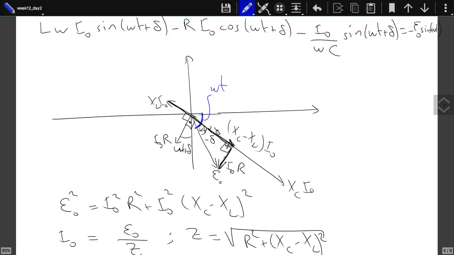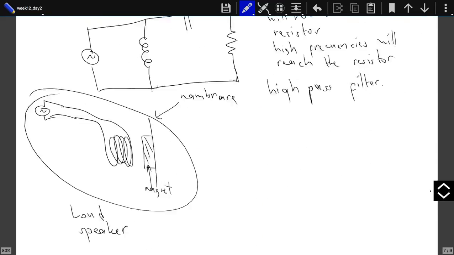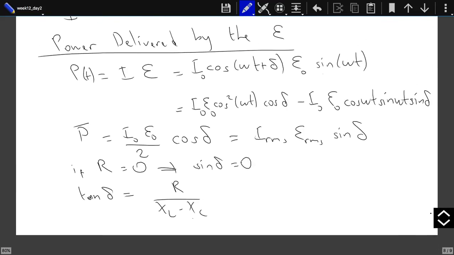So they are out of phase unless you are at a resonance point. At a resonance point, both of them will be in phase, and since both of them are in phase, the power delivered will be a maximum. Now, when they are out of phase, you see, this is always true for the power delivered by an epsilon, by an EMF source.